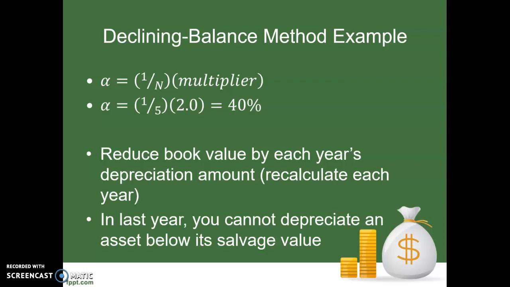Here's the thing we need to watch out for, though. We can never depreciate an asset below its salvage value. So once we get down to the salvage value, then that's just where it stays. That's where the book value stays until the end, the useful life of the asset.